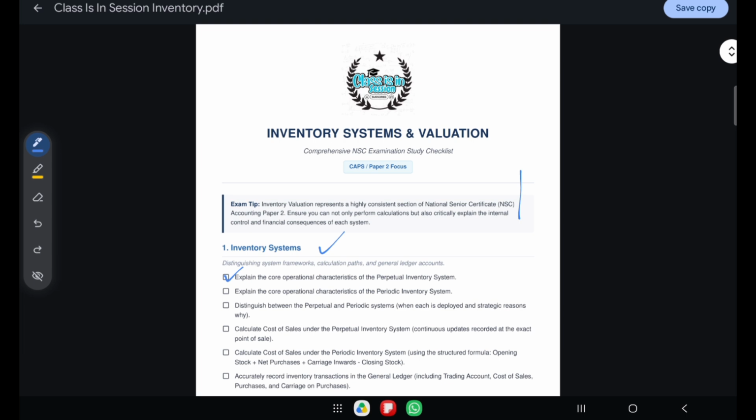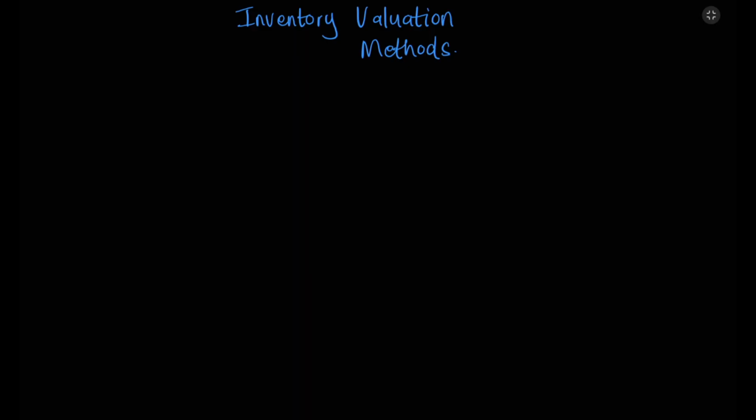Secondly, we have explained the core operational characteristics of the periodic inventory system. You guys know that. Distinguish between the perpetual and periodic systems. You guys know this. What's the following point? Calculate cost of sales. We haven't done that. Let's go back to our notes. Now let's move to inventory valuation methods.